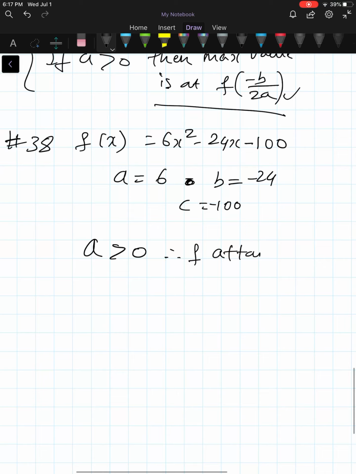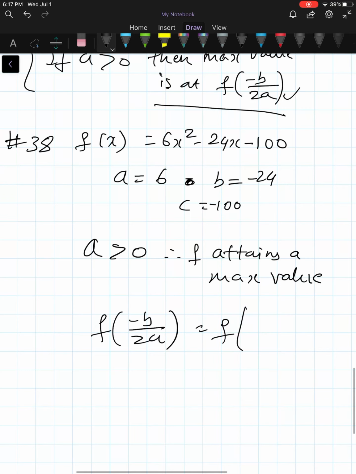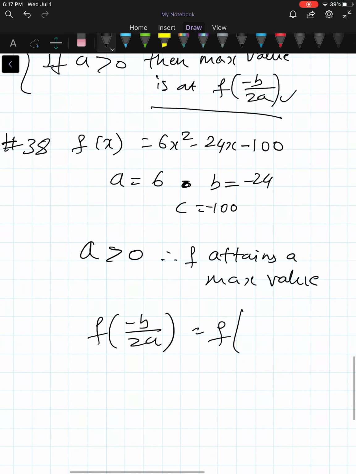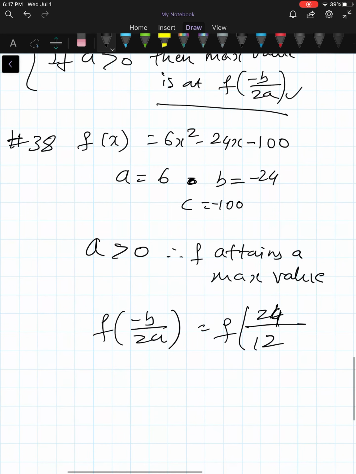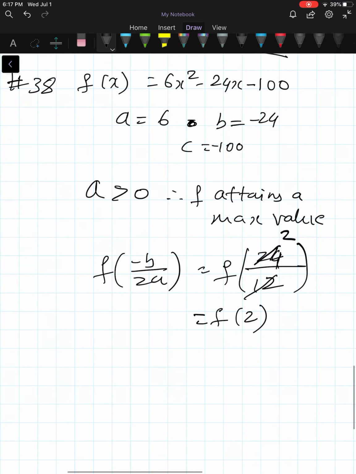Therefore f attains an extreme value, and that value is nothing but f of minus b by 2a. Correct? So that is f of, what is minus b? That is minus of minus 24 is 24 divided by 2a. So 2 times 6 is 12. So this is nothing but 2. So this is f of 2.